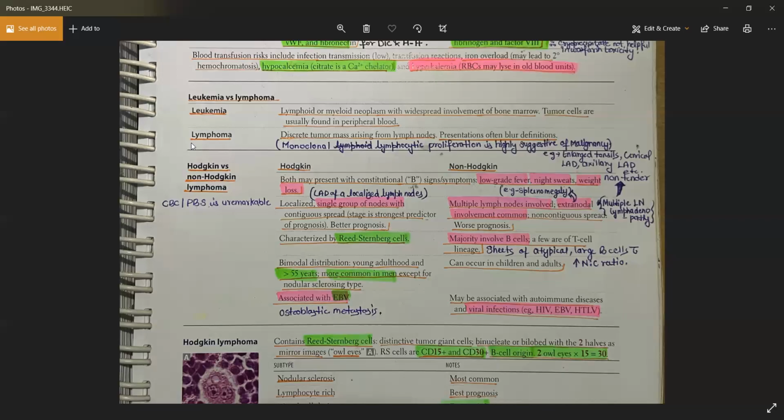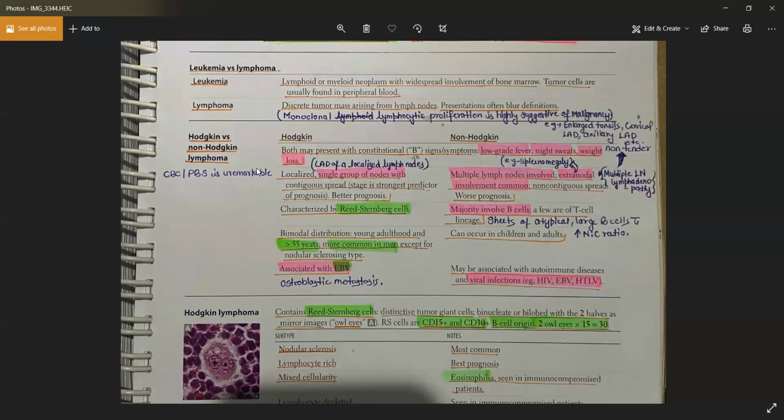Otherwise, lymphadenopathy will be present in both. Mitotic figures will be seen in both, right? So this is not the hallmark feature of any cancer. Okay, very important to note that.